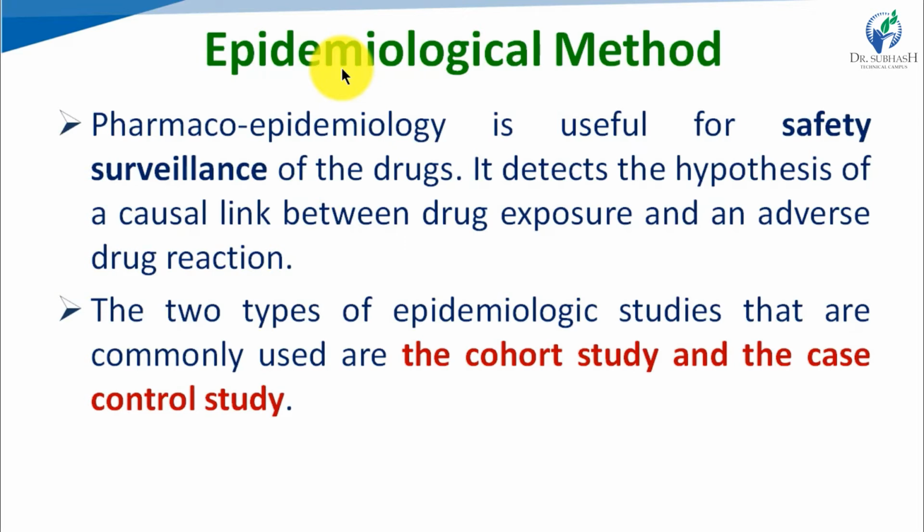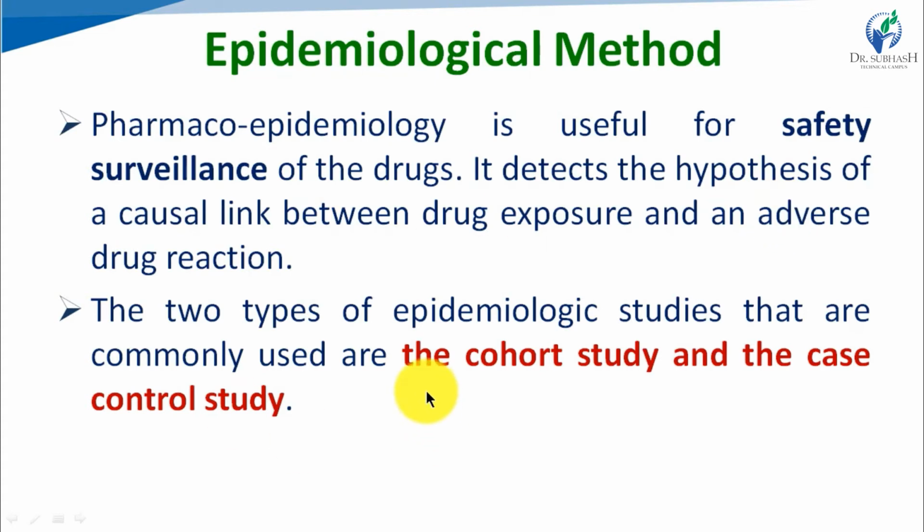मतलब यहाँ पे दोनों साइड दोनों इफेक्ट में एपिडेमियोलॉजिकल फार्माकोएपिडेमियोलॉजी स्टडीज अगर हम कर रहे हैं तो यहाँ पे हमें दोनों चीज मिलेगी. बेनिफिशियल इफेक्ट that also we should understand and also there might be the probability of detection of adverse drug reaction. So pharmacoepidemiology is useful again for safety surveillance. We are doing this. It detects the hypothesis of causal link between the drug exposure and an adverse drug reaction.